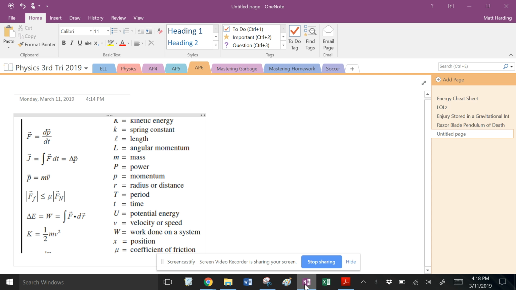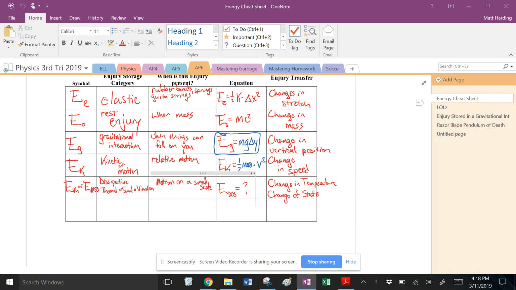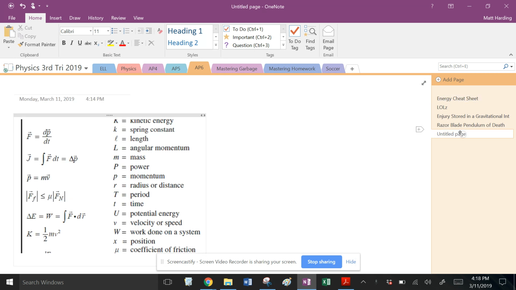All right, let's take a quick little glimpse at the equation sheet here. On our energy cheat sheet, we don't have anything in here yet for a dissipative energy equation. A lot of times that'll be calculated based on the frictional force, right? There's some friction, so some energy is going into warming things up, and that'll all be related to this.